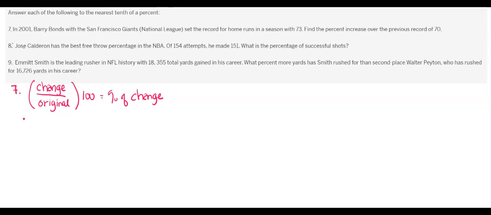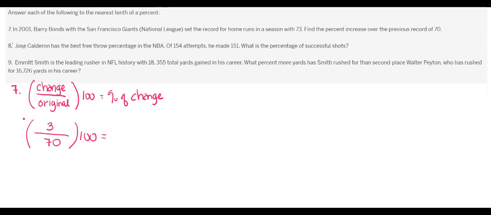Number 7 says to answer each of the following to the nearest tenth of a percent. Number 7 says in 2001, Barry Bonds with the San Francisco Giants set the record for home runs in a season with 73. Find the percent of increase over the previous record of 70. Well, the difference between 73 and 70 is just 3, so that's an easy difference to figure out. My original record was 70. It changed to 73, but my original was 70, so that's what I'm going to put there. And I'm going to multiply by 100, and that will give me my percent automatically.